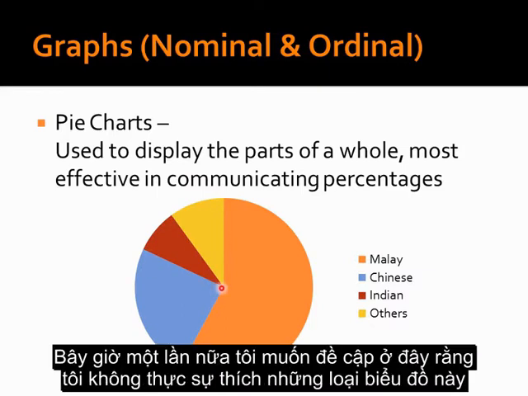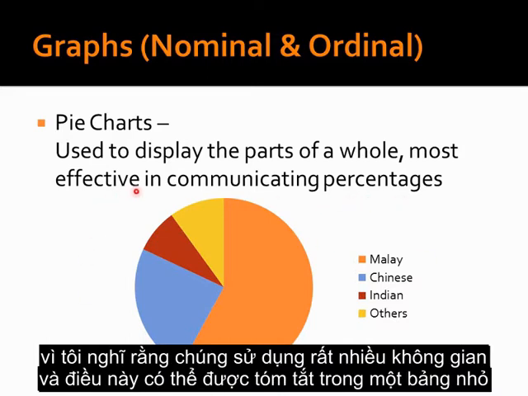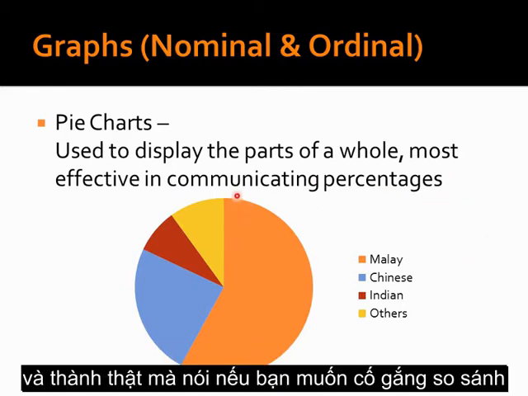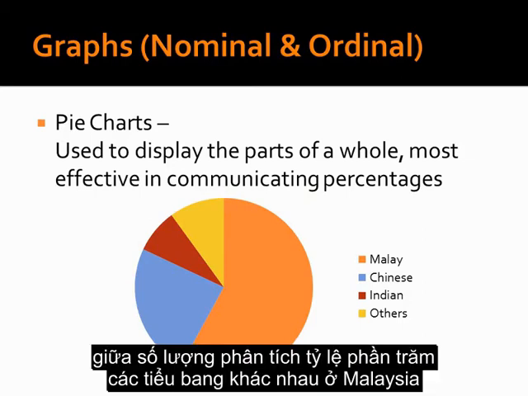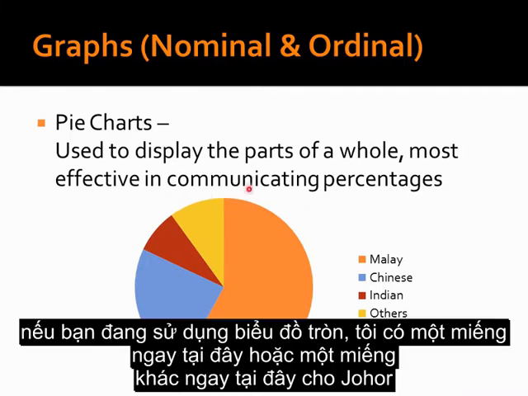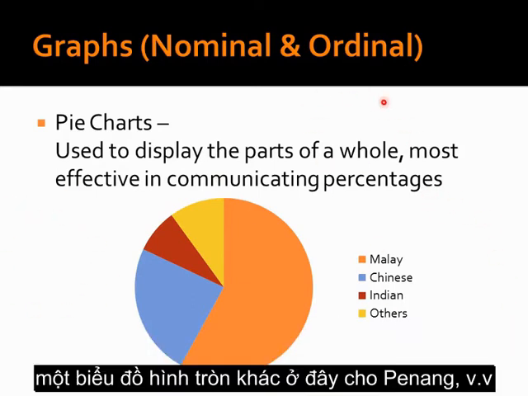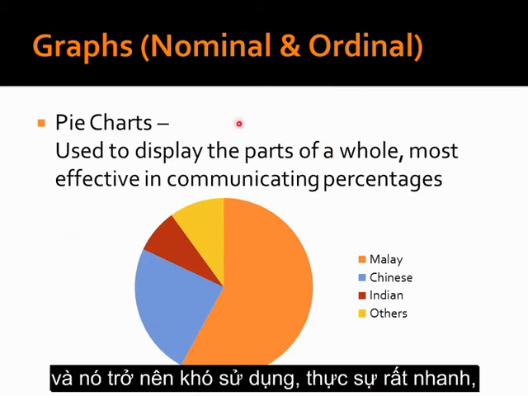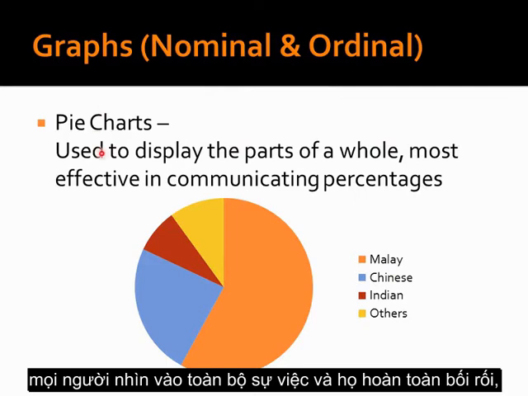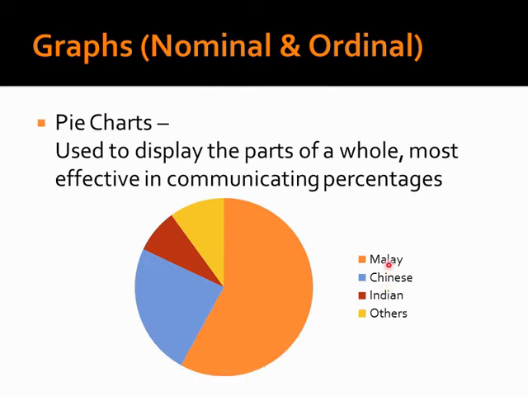Now, again, I'd like to mention here that I don't really like these kind of graphs because I think they use up a lot of space, and this could actually be summarized in a tiny little table. And to be honest, if you were, let's say, trying to compare the racial percentage breakdown among different states in Malaysia, with a pie chart you have one pie chart for Selangor, another for Johor, another for Penang, another for Sabah, another for Sarawak, and it gets unwieldy really, really fast. People look through the entire thing and they get totally confused. So I tend to prefer tables, just keep that in mind.